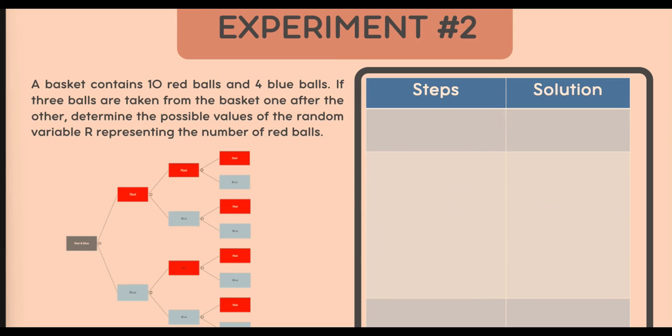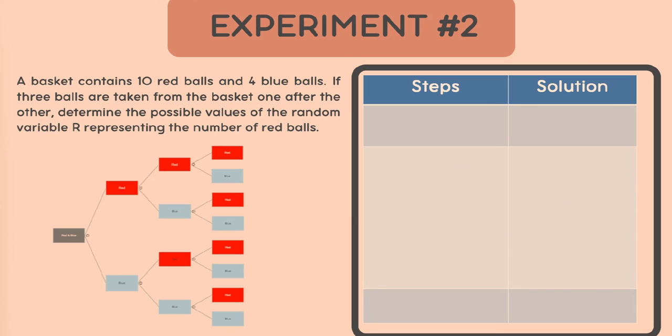Let us consider another experiment. A basket contains 10 red balls and 4 blue balls. If 3 balls are drawn from the basket one after the other, determine the possible values of a random variable R representing the number of red balls. Pause this video and try to determine the values of the random variable R. Are you done?